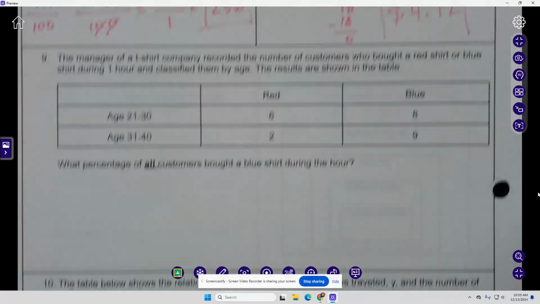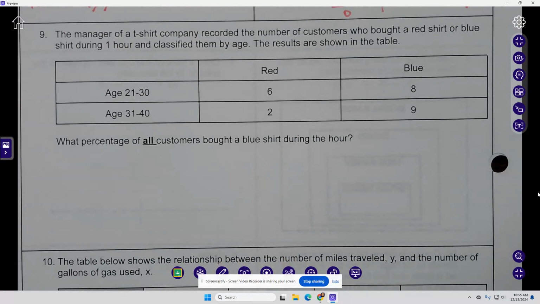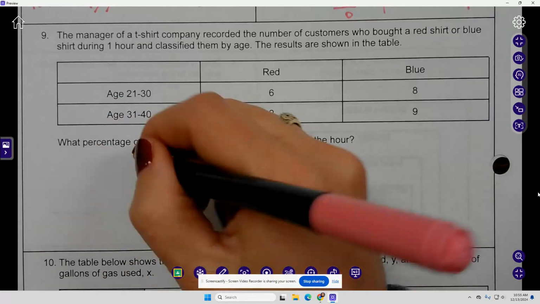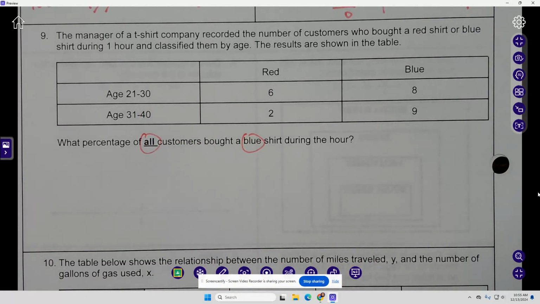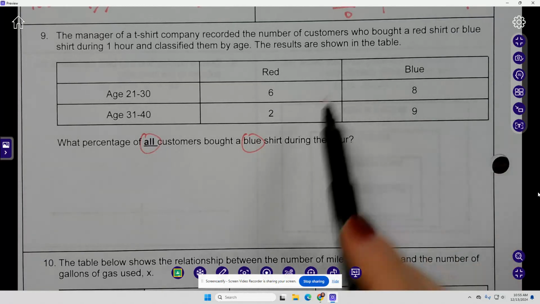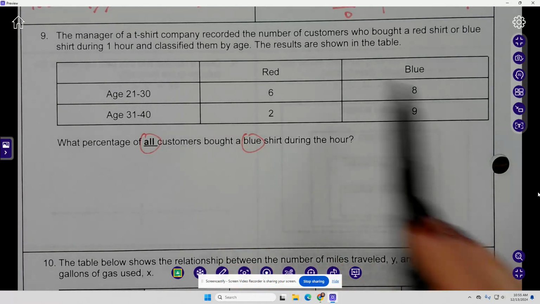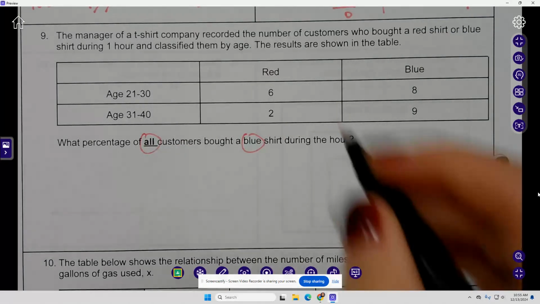All right, number 9. We've been doing a lot of these lately. The manager of a t-shirt company recorded the number of customers who bought a red shirt or a blue shirt during 1 hour and classified them by age. The results are shown in the table. What percentage of all customers bought a blue shirt during the hour? So the first thing that I need to do is add up all of the customers who came in throughout that hour.